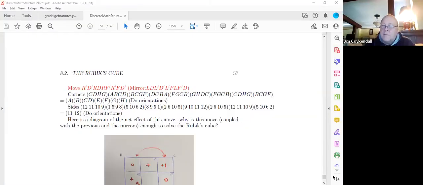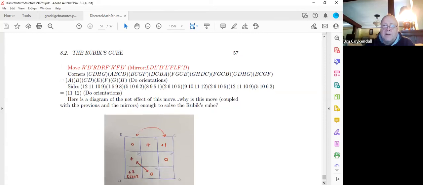Okay, so let's look at this. And let me show you something from the notes that might help you out too. Let me share the screen here. Okay, so let me point out something in the notes here. If I can find the dang thing. There we go. This is the diagram that I left you all with last time.